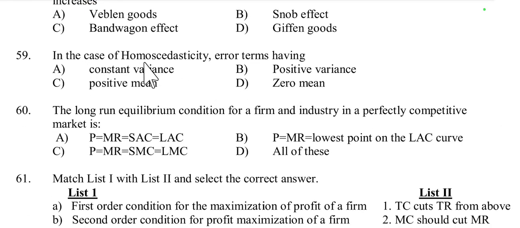Then 59, in case of homoscedasticity, the error term has: homoscedasticity means that the variance of the error terms or residuals is constant across all levels of independent variables in a regression model. So in homoscedasticity, error terms have constant variance. So option A is right here.